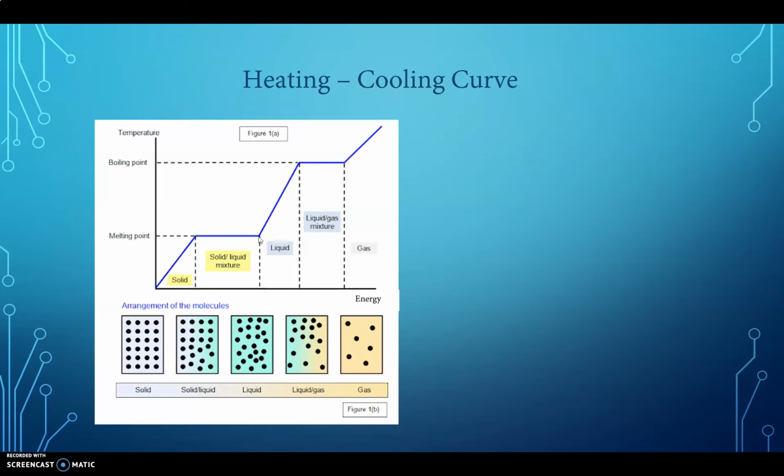Once it is completely melted, now that it's all liquid, if you continue adding energy to it, the liquid molecules will simply move faster and the temperature will rise until it reaches the boiling point. Once the liquid reaches the boiling point, it's going to slowly turn from a liquid to a gas. Now you can heat that liquid all you want.